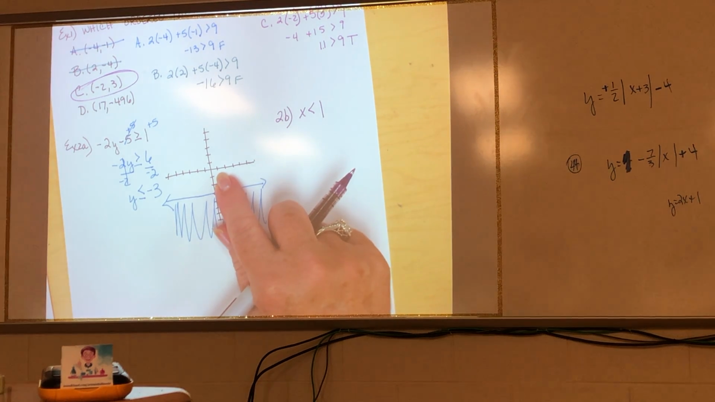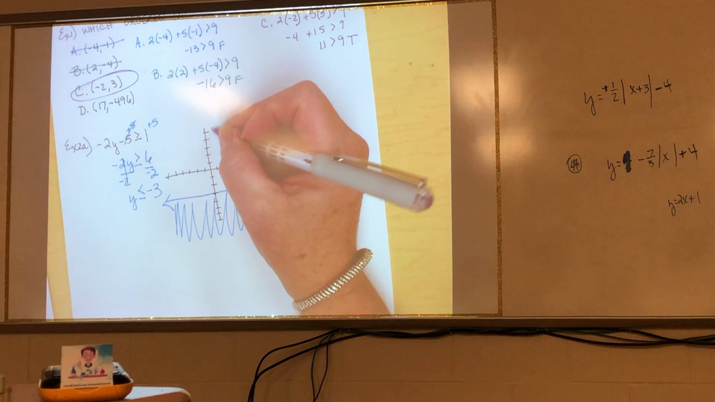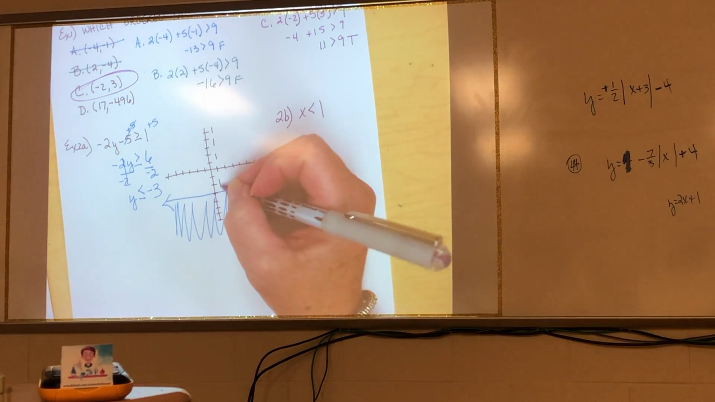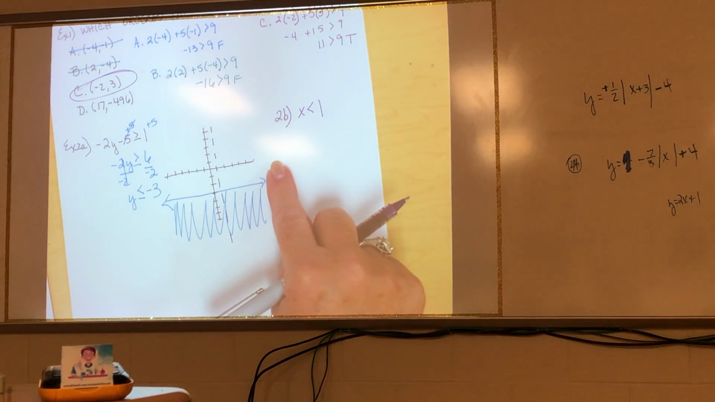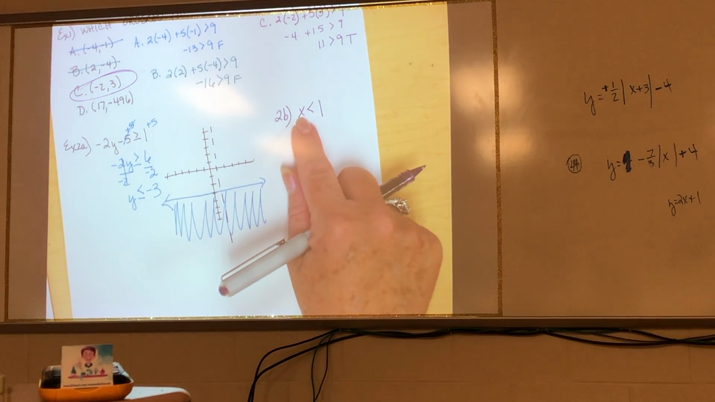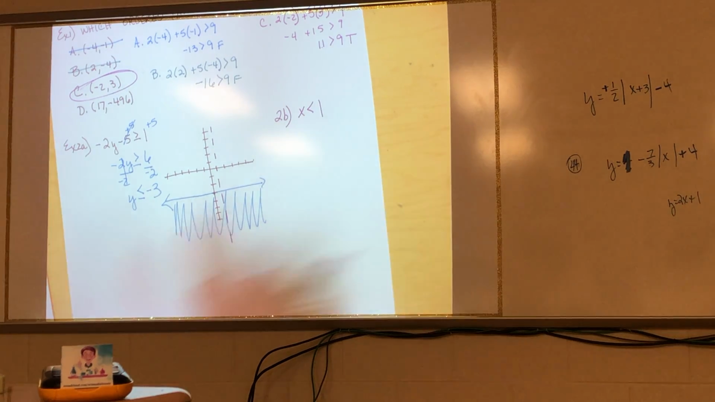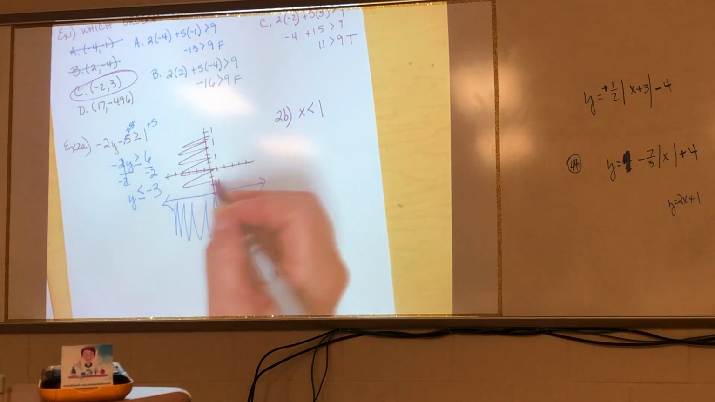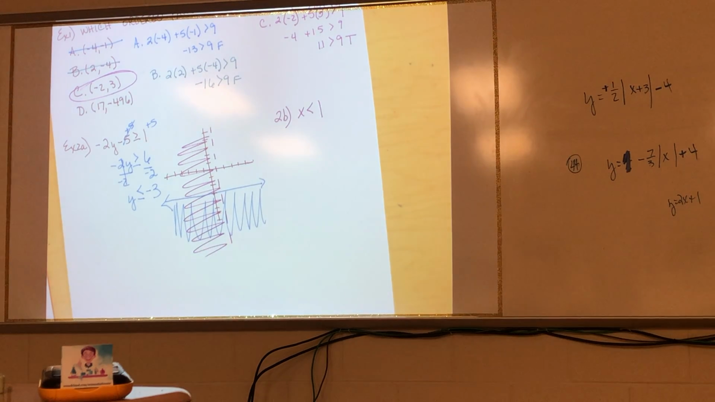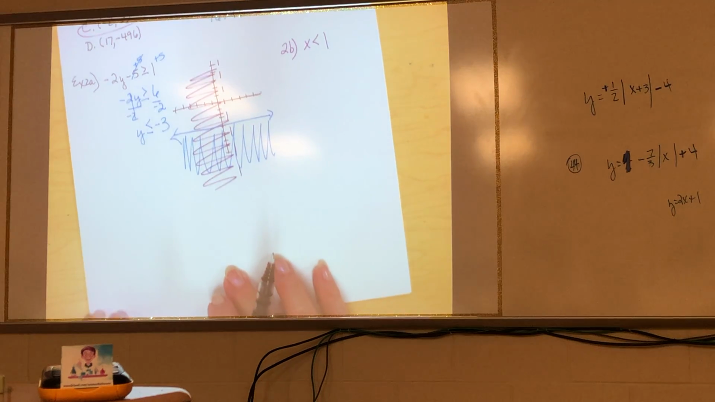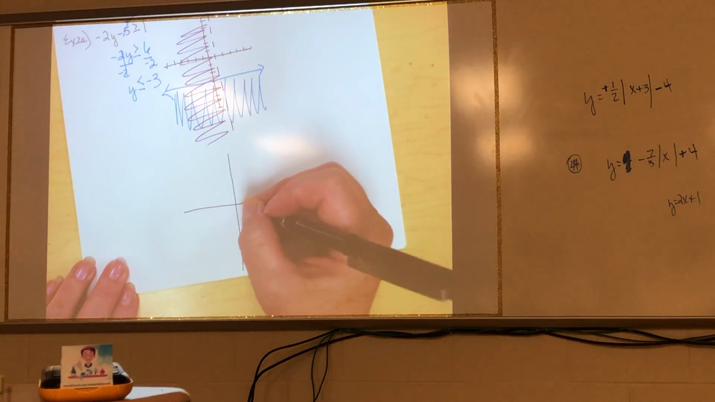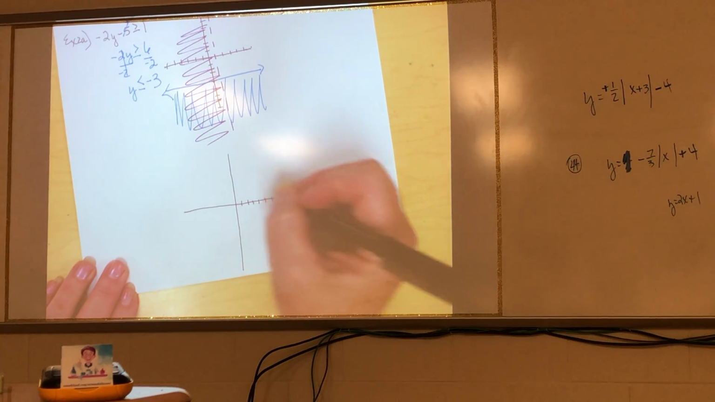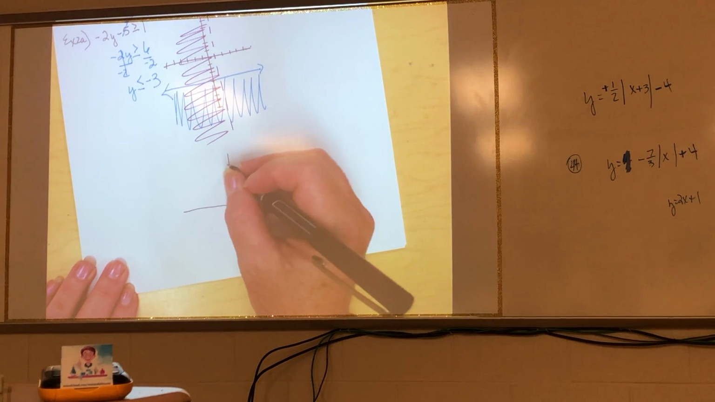Solid or dotted? Dotted. That would cost you a point on every one that you did wrong. Now, which side of this dotted line do I shade? I want the x's that are less than 1, so the left. Okay? Anybody got a question? No. All right, so here's my next one. I'm going to do the same thing down here with 2 more graphs. So I'm going to draw me a little coordinate plane.